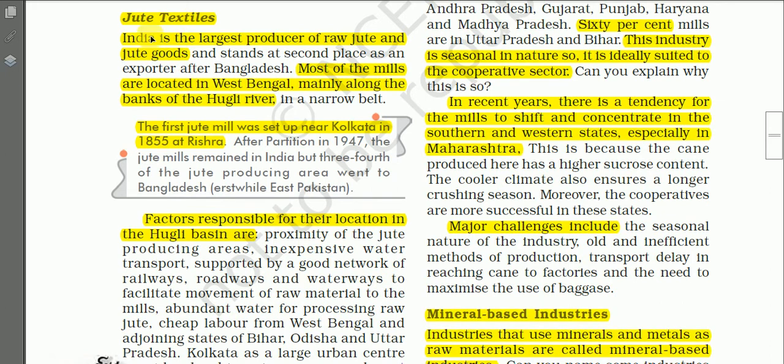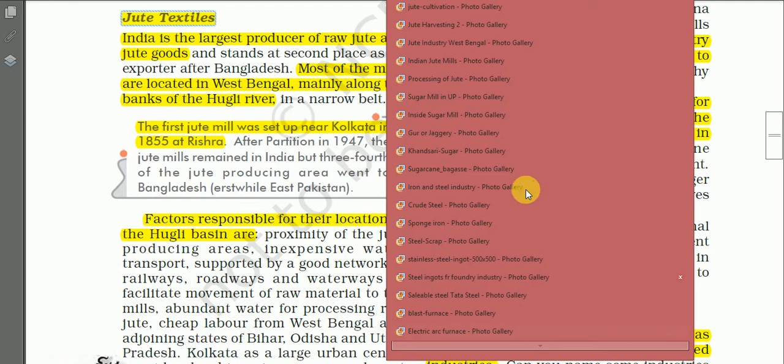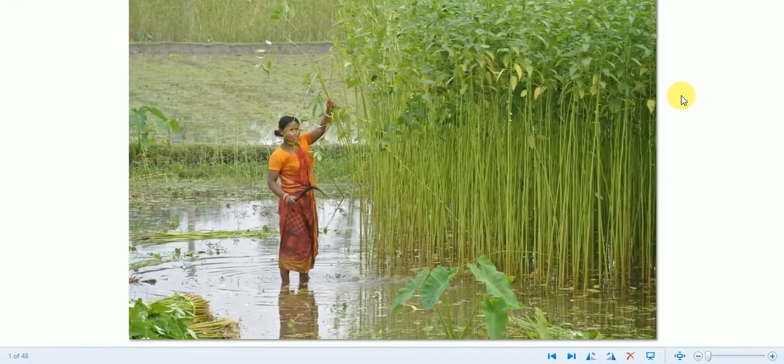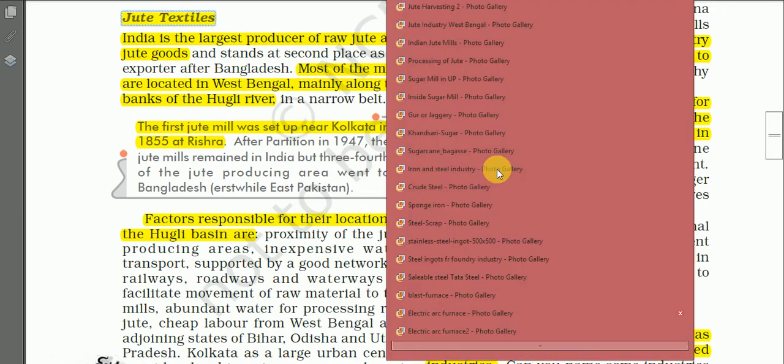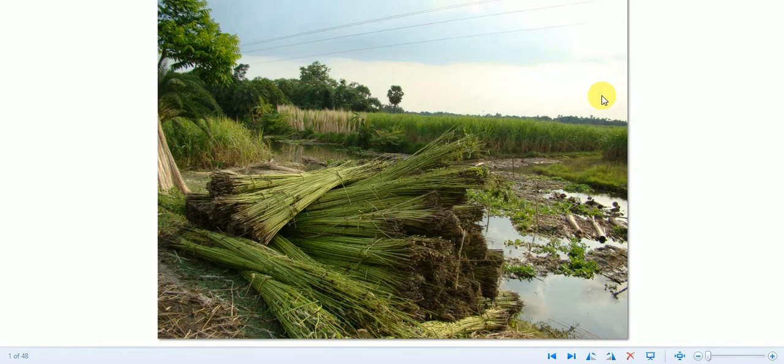So jute textiles is a type of agro-based industry we have learned earlier. And in Chapter 4, Agriculture, we also discussed the cultivation of jute in India. Still, let us see some photographs of jute cultivation. This is a photograph showing cultivation of jute. Then this is another photograph of jute harvesting.